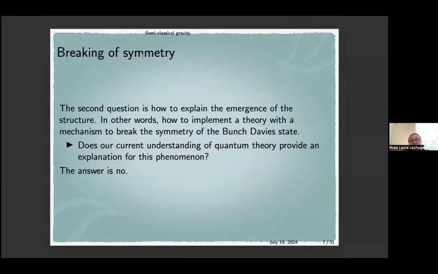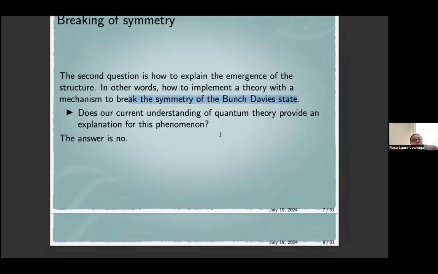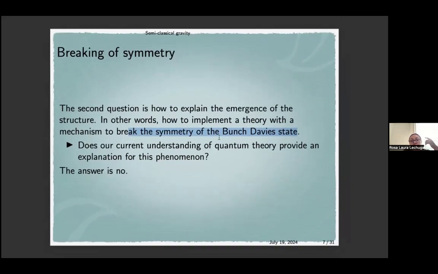So in order to address the second question, how to explain the emergence of the structure, or how to explain the breaking of symmetry of the Bunch-Davies state, what would be a good quantum theory to explain this phenomenon? Is the quantum mechanical version that we know capable of explaining the breaking of symmetry of the Bunch-Davies state? The answer is no. The theory, as we know it, is not capable of giving us a satisfactory answer to this question. So let me introduce you to a problem that appears in quantum mechanics, and then try to connect such a problem with this scenario.